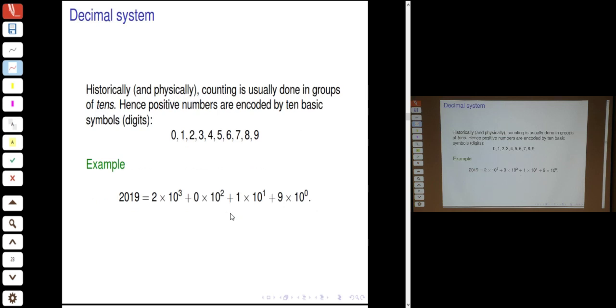Here is another example. This is the decimal system. Historically and physically, counting is usually done in groups of tens, and the basic reason is as follows. You see these numbers 1, 2, 3, 4, 5, 6, 7, 8, 9, 10, 11, etc. These are basically concepts, right? And why do we count in groups of 10? One natural explanation is the following. What is the most naive rudimentary way of counting? Suppose you want to count, you count 1, 2, 3, 4, 5, 6, 7, 8, 9, 10, and that is all that you can count by hand.